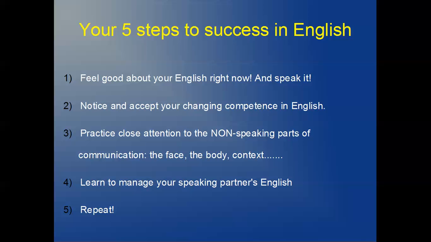Number 4, I talked about this before, we notice the quality of our partner's English and we learn to manage it. We use questions to slow down our partner. We learn how to ask questions quickly. We notice if they have a special accent. We can say to them, please, your accent is difficult for me. Could you change it? Could you pretend to be speaking a more mainstream, more standard English? Please try this for me.